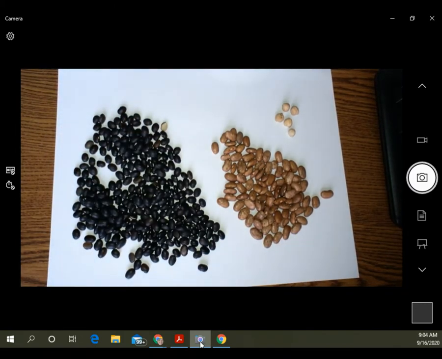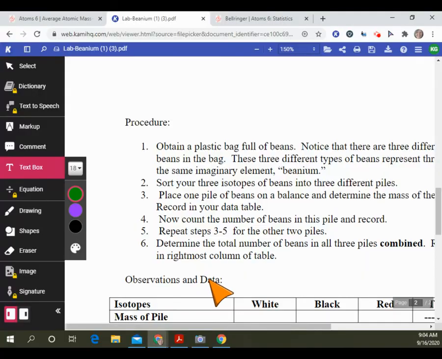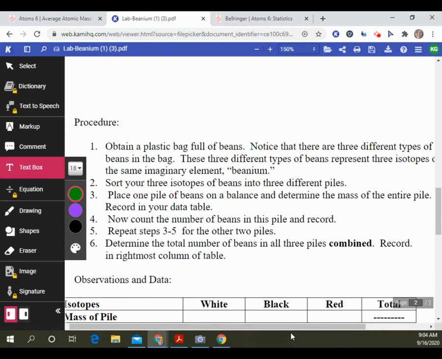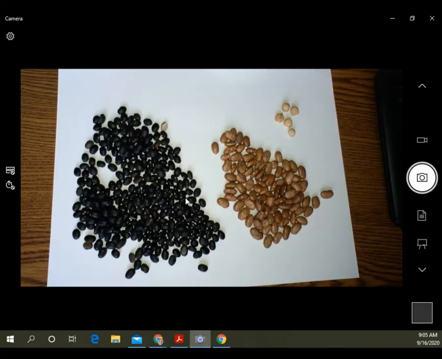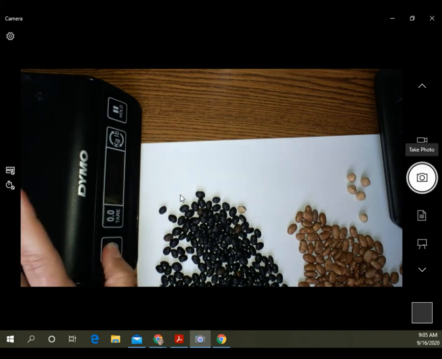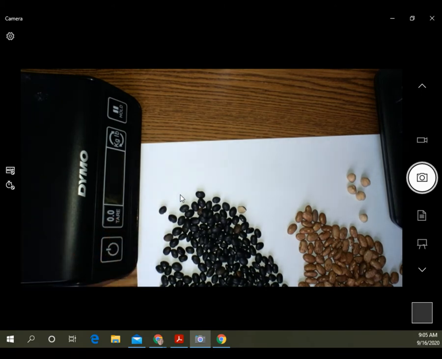All right, so let's look at our next instruction. Our next instruction is place one pile of beans on a balance and determine the mass of the entire pile. Okay, record in your data table. All right, so we're going to go back to camera and pull in our scale, turn it on, and I am going to set the plastic cup on there and hit tare. I'll show you that in the video.